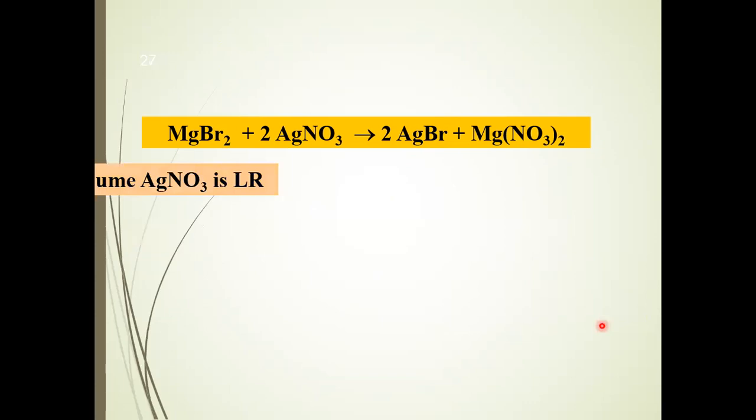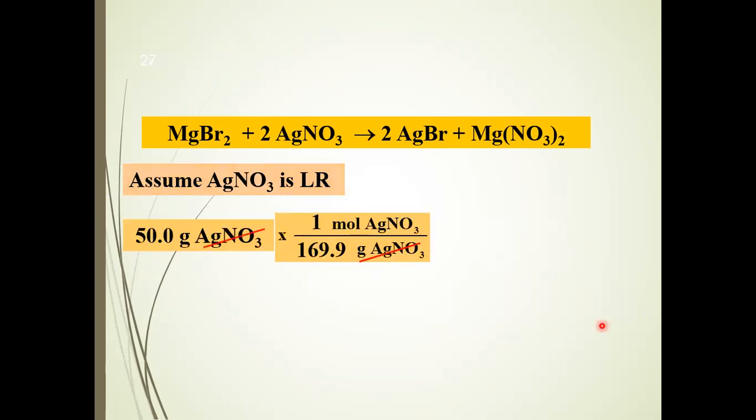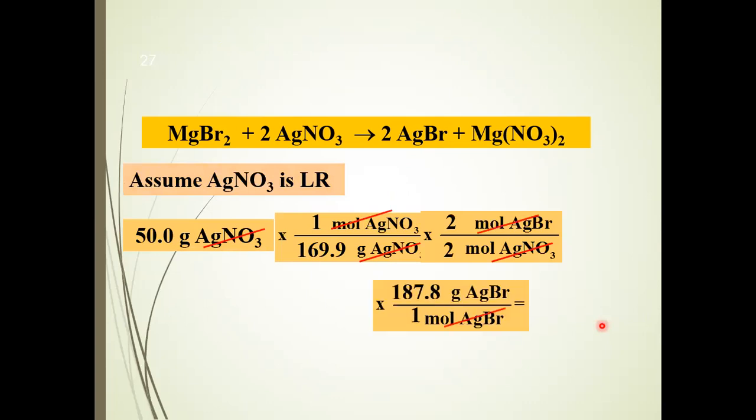Now let's take the second reactant. We assume silver nitrate is our limiting reactant, and we solve by the same method. Now we have 50 gram of silver nitrate, and we know that 169.9 gram of silver nitrate is 1 mole. As per the balanced chemical equation, 2 moles of silver nitrate will produce 2 moles of silver bromide. So both are equalized, there is no difference, and we know that 1 mole of silver bromide is 187.8 gram. It will produce 55.26 gram of silver bromide.